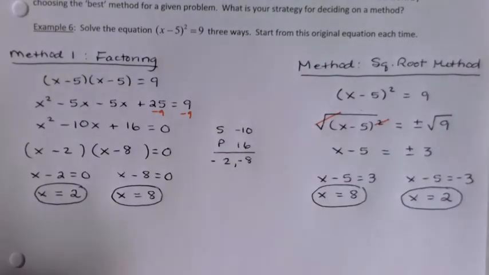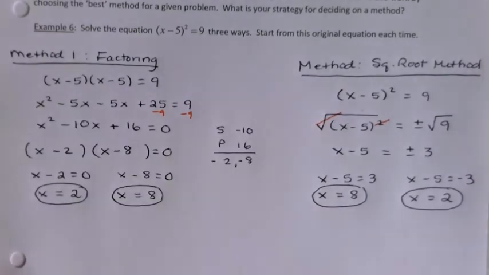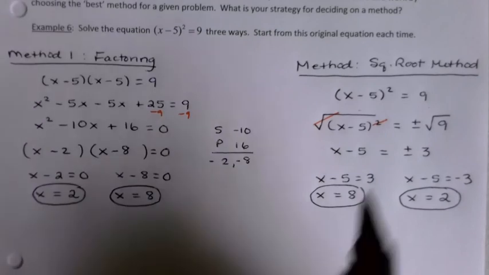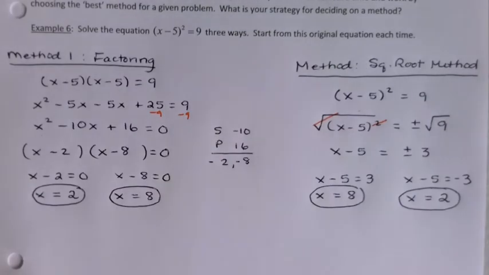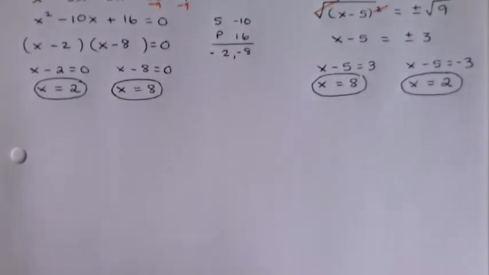So the same two answers, just a bit of a different method. To me, at least, this seems a bit shorter, a little bit more direct than this one, although it's not terrible. That one's probably a little faster, right? All right, our third method, and it does say start from the original equation each time, so my third method is going to be our newest one, the quadratic formula.